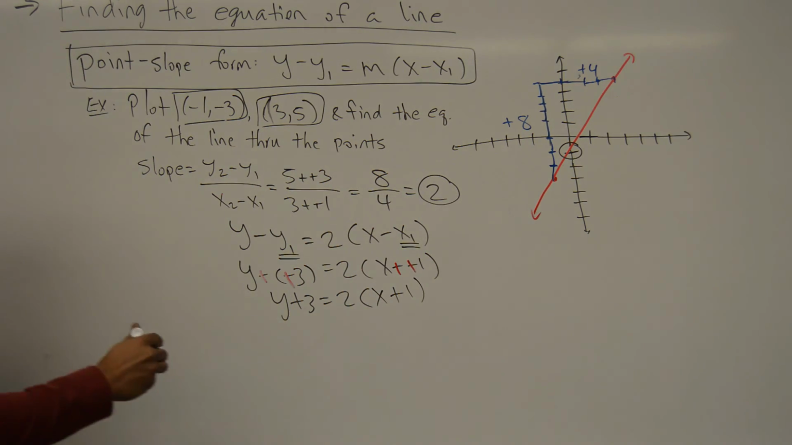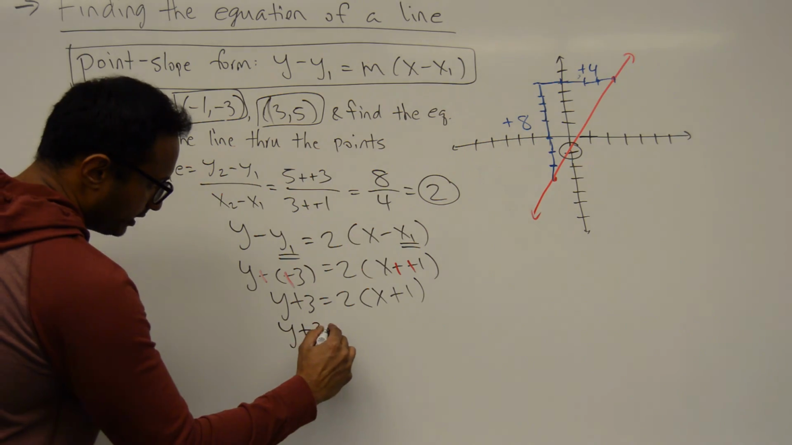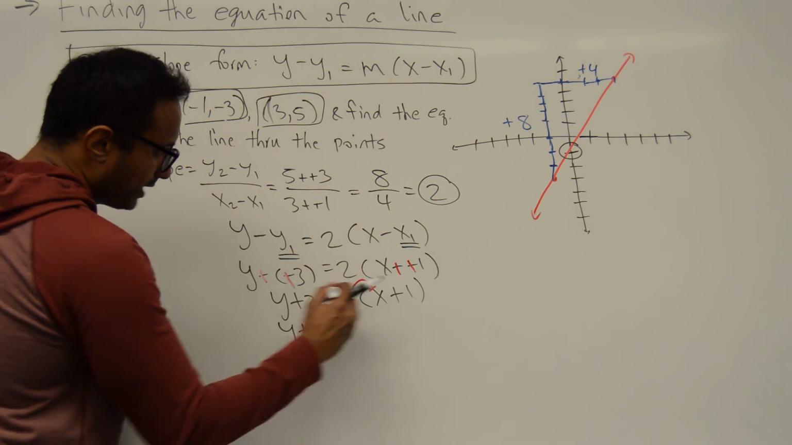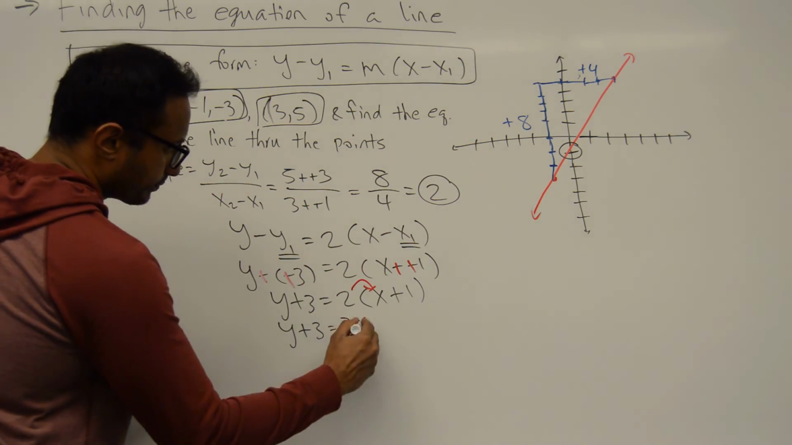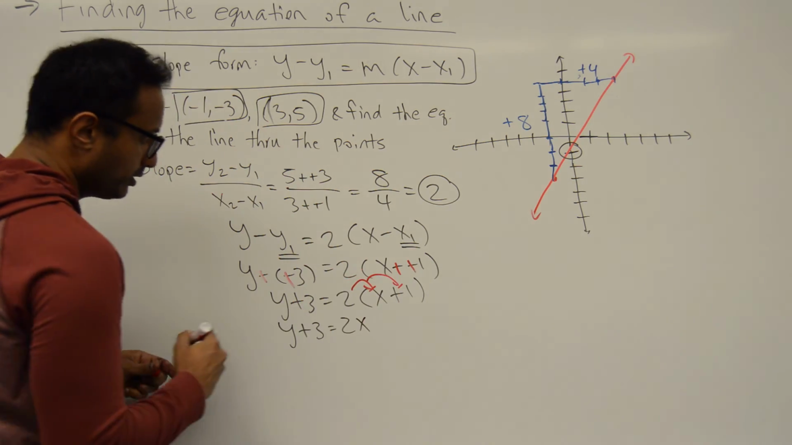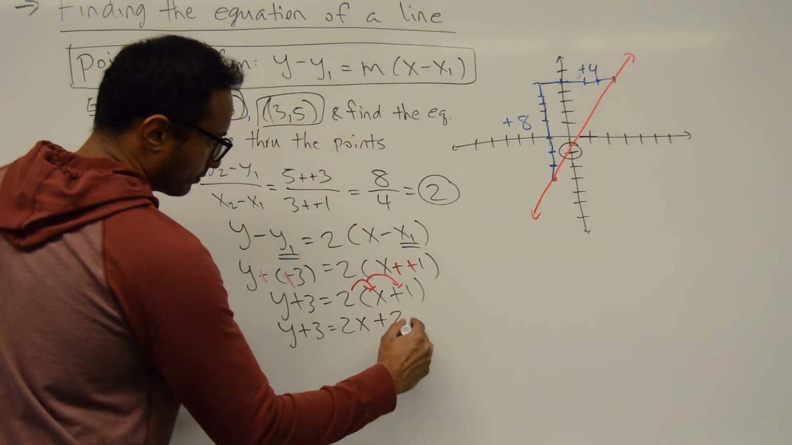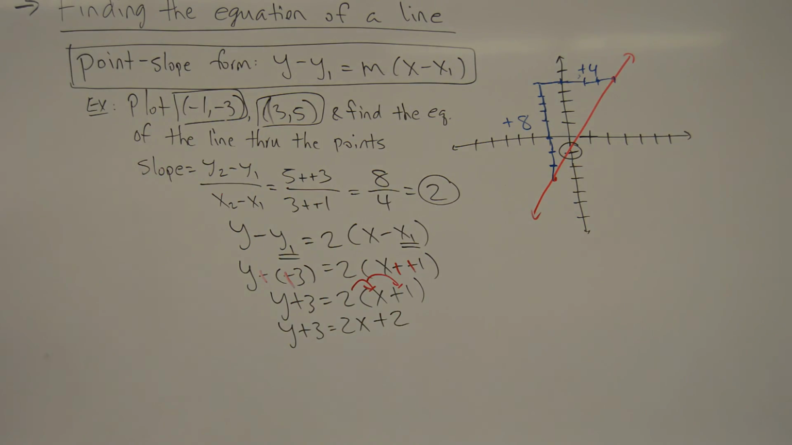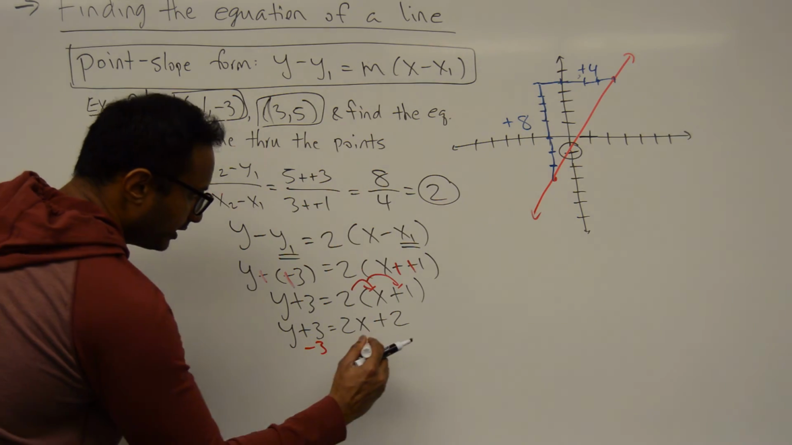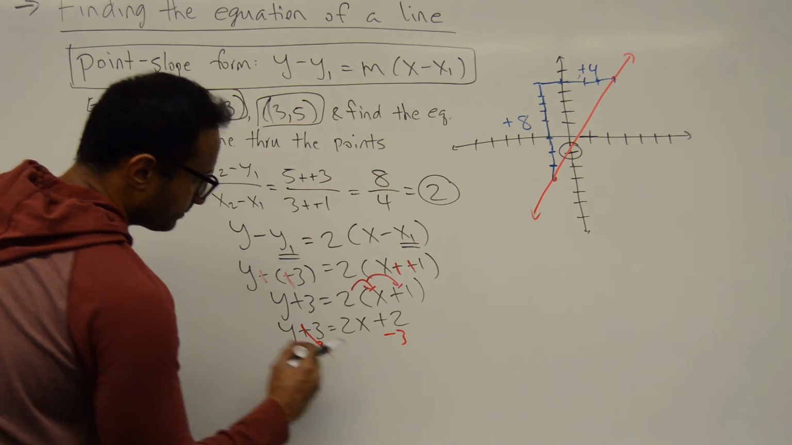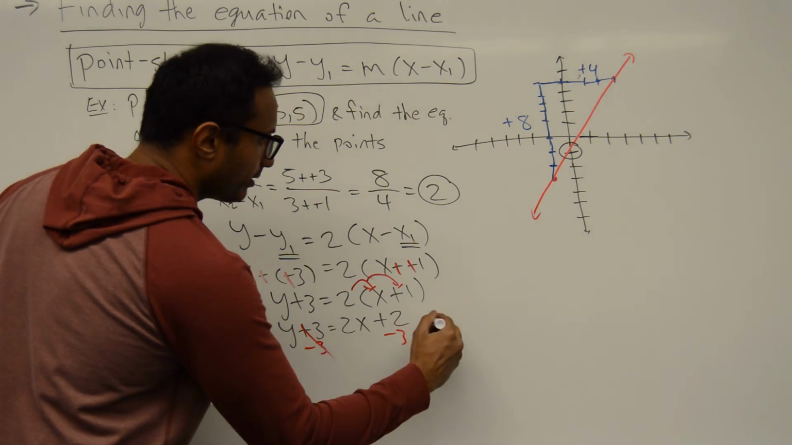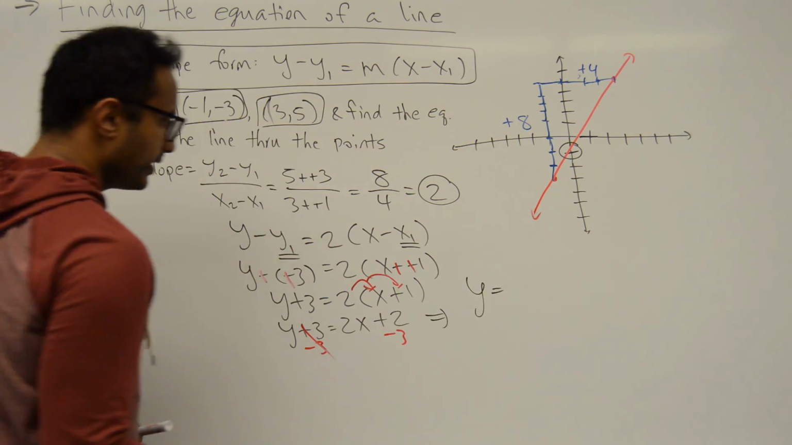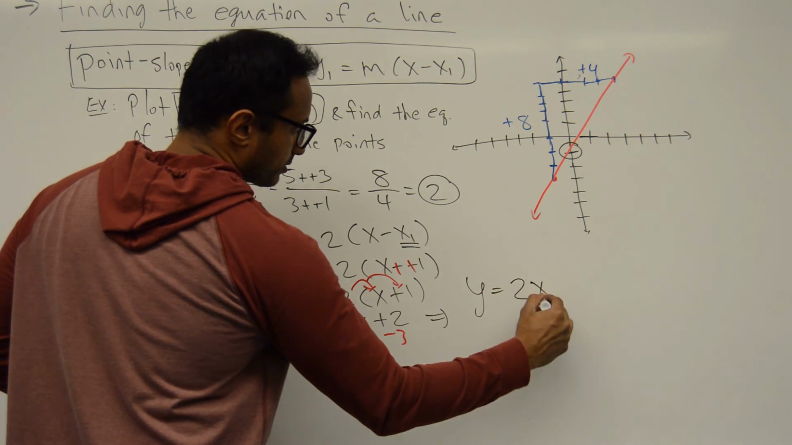Okay, so I'm going to get y plus 3 equals 2 times x, that's 2x, and 2 times 1, that's 2. So I get y plus 3 equals 2x plus 2. But in slope-intercept form, I need the y by itself. So I'm going to subtract 3 from each side. And if I do that, my equation becomes y equals 2x minus 1.